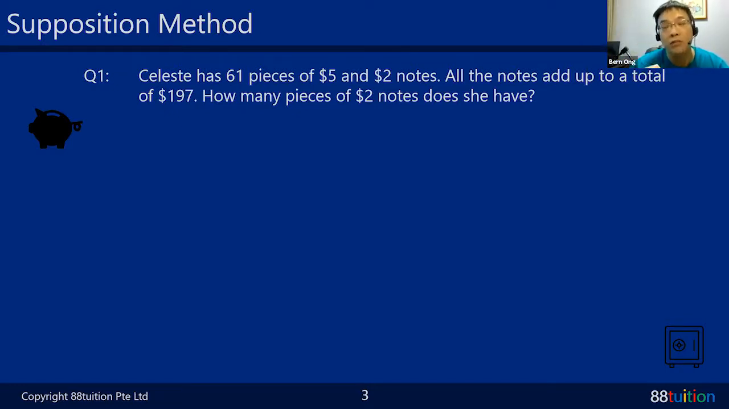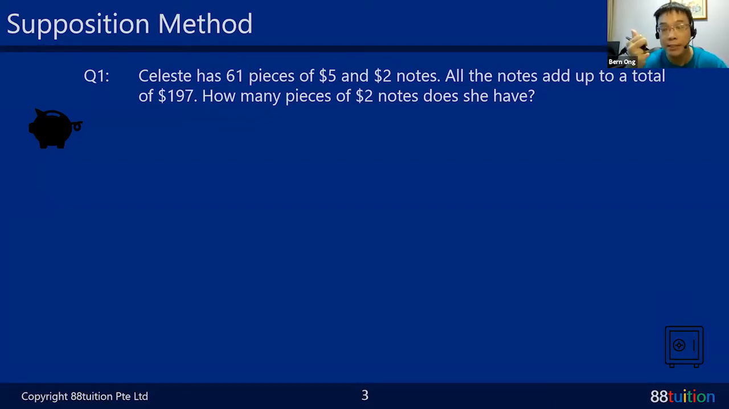If it's not given, like in this question with $5 notes: one piece of $5 has a value of $5, one piece of $2 has a value of $2. Yes, you saw this question before. This is in your computer aided assessment in the P5 work, P5 lesson 3 computer aided assessment. So we'll be doing questions from there. Down here, what do you have? Celeste has 61 pieces.